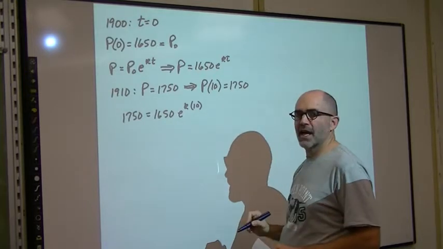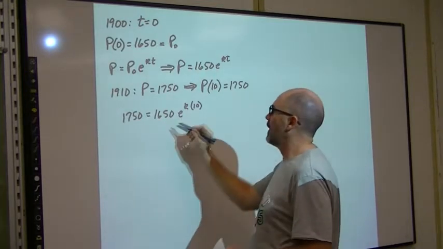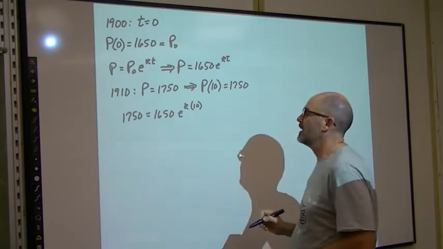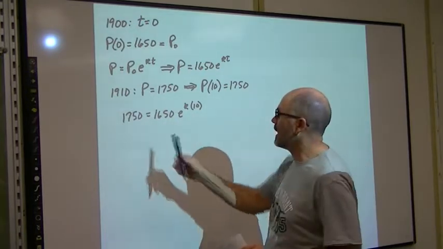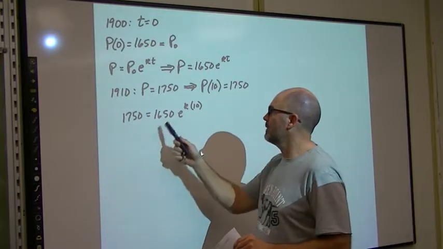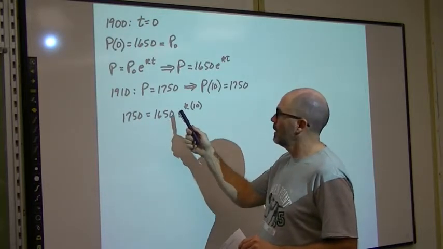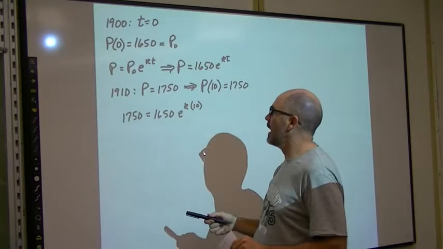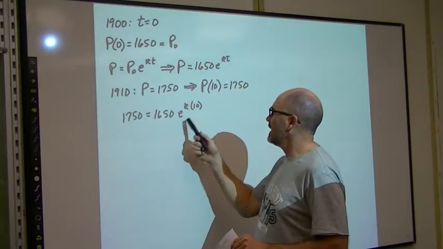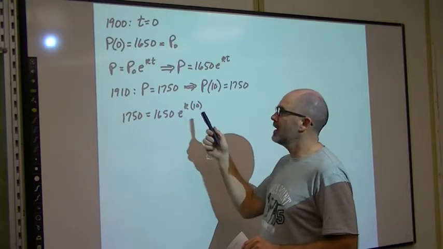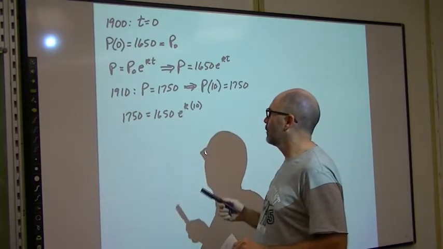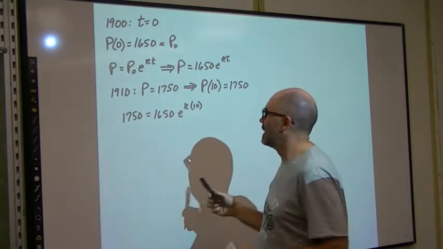Now we just solve for k. So we divide both sides by 1650. You can just do that right in your calculator. Take the calculator, go 1750, enter, 1650, divide. Now that gives you e to the k times 10, so then we just take the natural log of that, and then divide by 10.